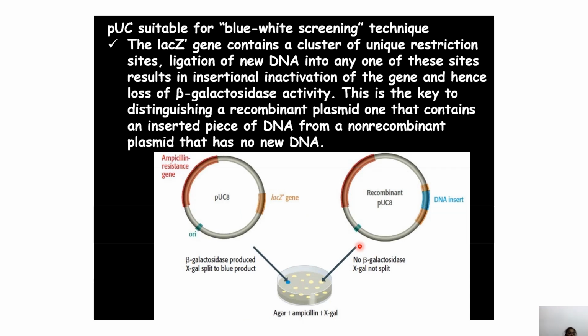So the lacZ gene contains a cluster of unique restriction sites, and ligation of new DNA into any one of these sites results in the insertional inactivation of the gene and hence loss of beta galactosidase activity. This is the key to distinguishing a recombinant plasmid, one that contains an inserted piece of DNA, from a non-recombinant plasmid that has no new DNA.